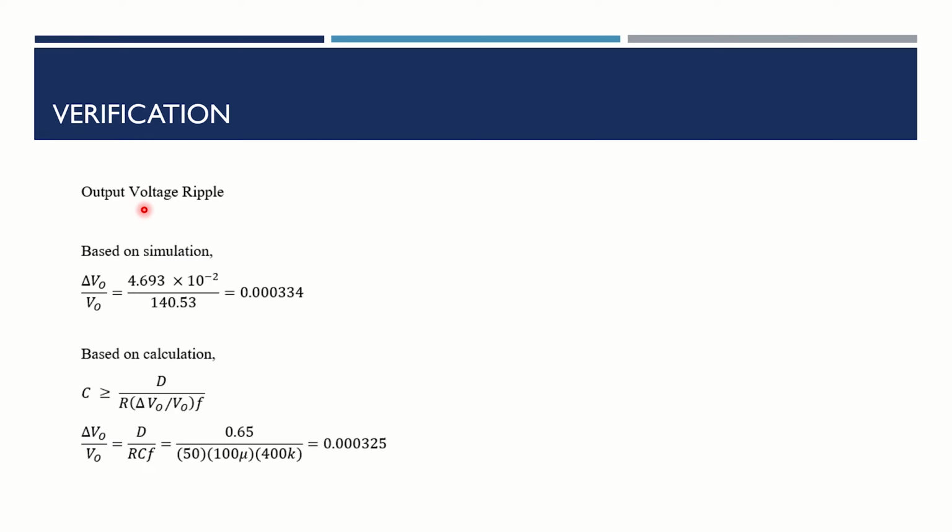For output voltage ripple, based on simulation, the output voltage ripple is equal to 4.693 times 10 to power negative 2 over 140.53, which equals 0.000334. Based on calculation, the output voltage ripple is equal to D over RCF, which is equal to 0.65 over 50 times 100 micro times 400 kilo, equals to 0.000325.